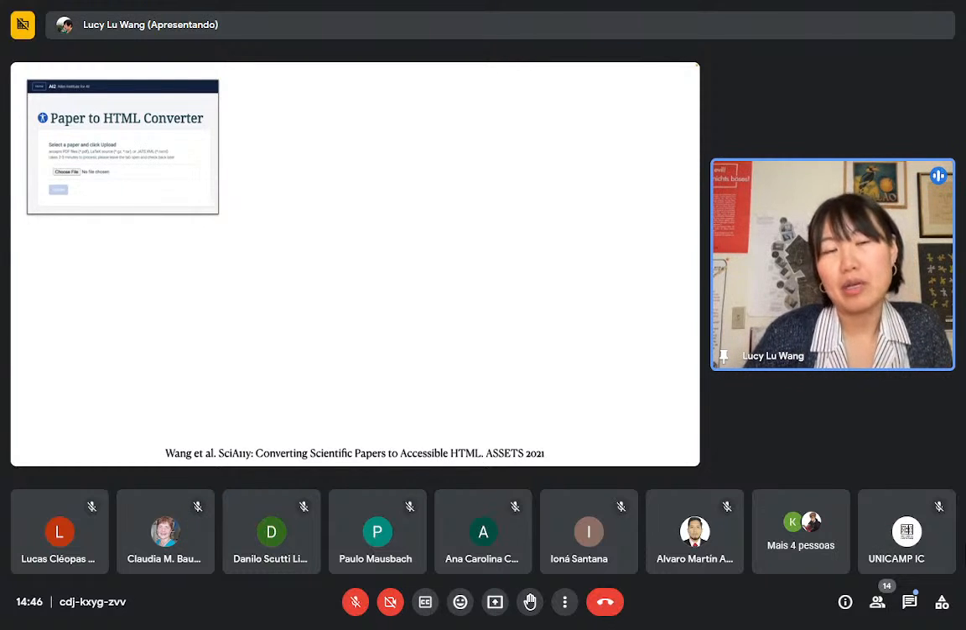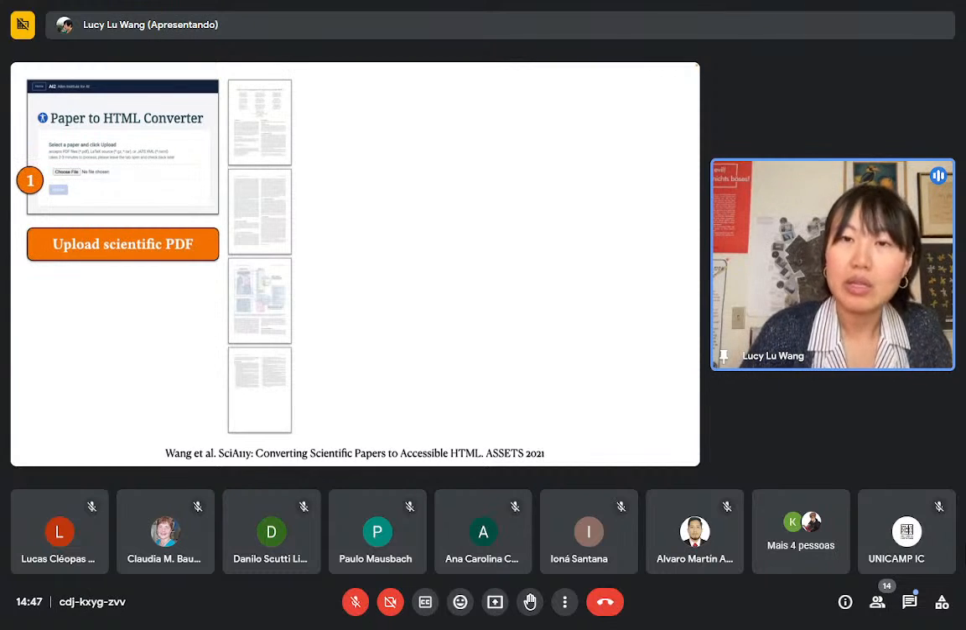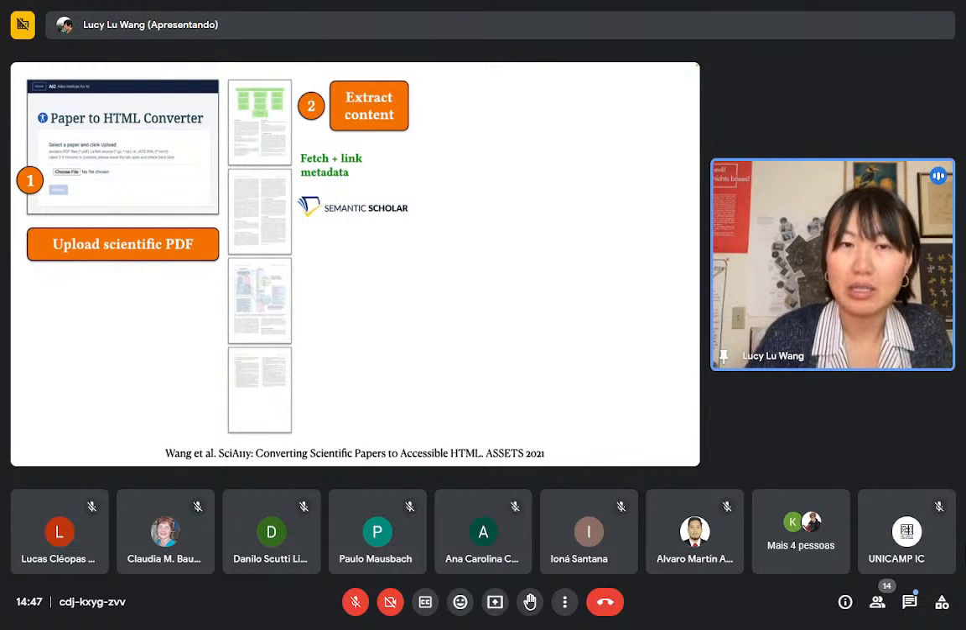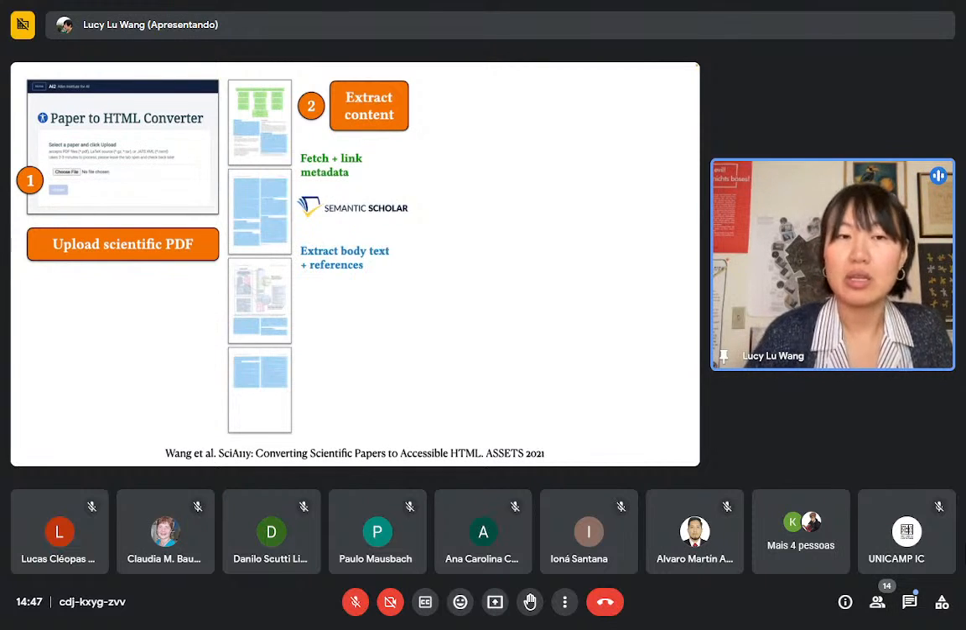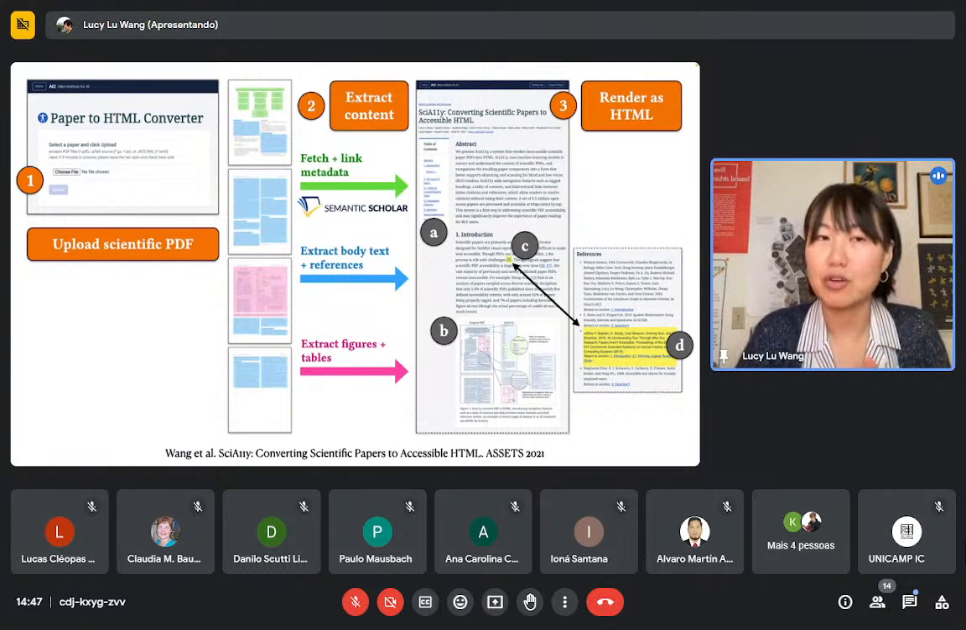At this web app, a user can upload a scientific PDF into the application. We then run a series of models to extract content from the paper. So we extract and link the metadata to an entry in the Semantic Scholar database. We then extract the body text and references, as well as the figures and tables, and then reassemble all of these components into a tagged HTML document that has an appropriate inferred reading order and all of the section headings and figures tagged as to what they actually are.